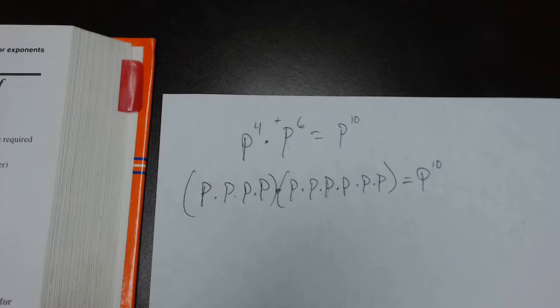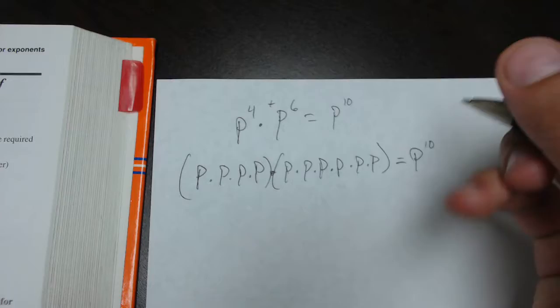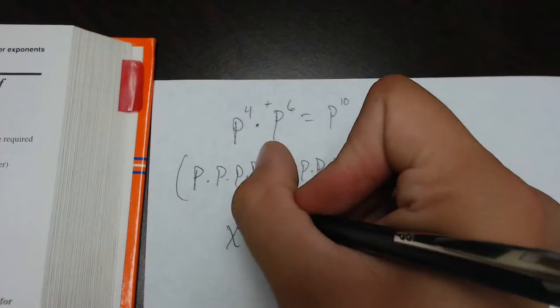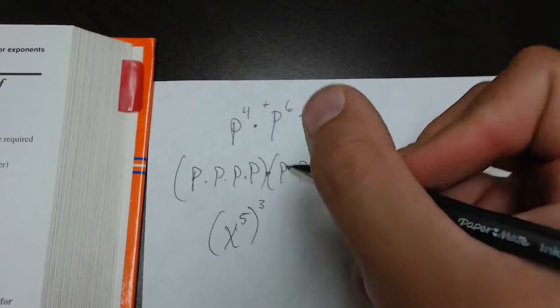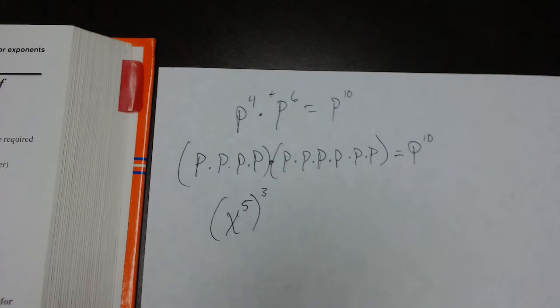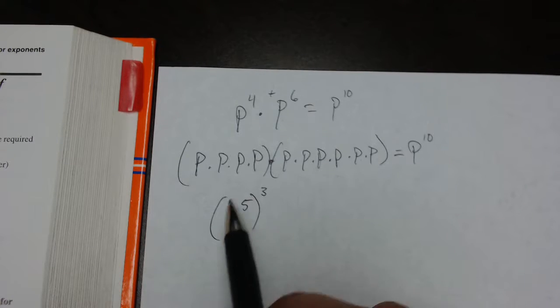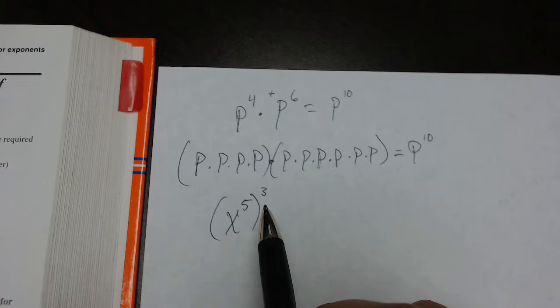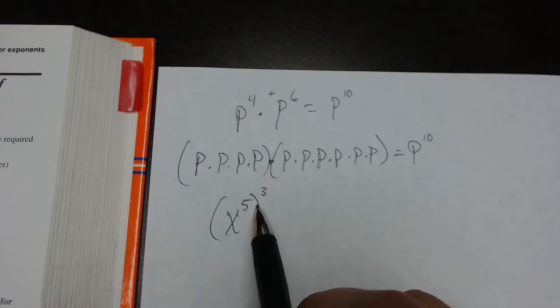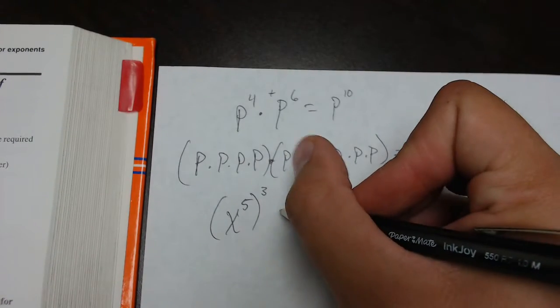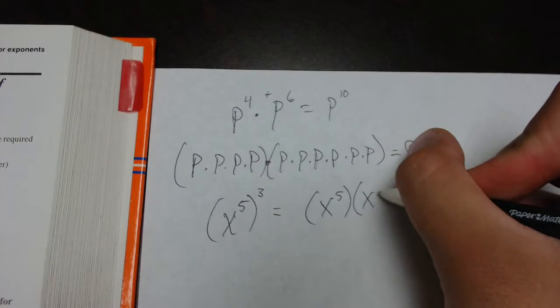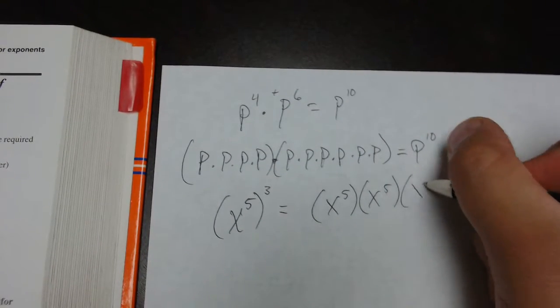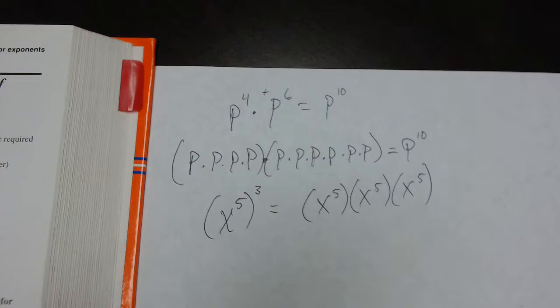Let's see here. Let me find an example from your book. Oh, and this also works with parentheses as well. So if we had something like x to the power of 5 in parentheses, then outside of the parentheses we had a 3. This expands the power rule even more. So what this 3 outside of the parentheses is saying is that we actually have 3 sets of these parentheses. So this is equal to x to the 5 times x to the 5 times x to the 5, right?